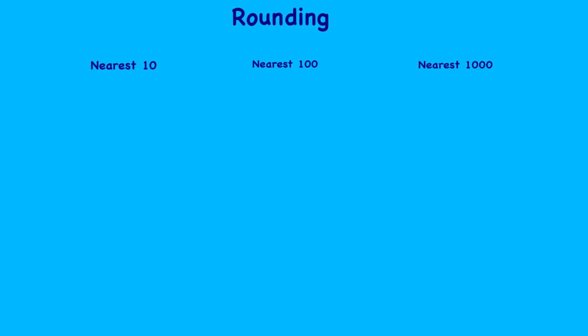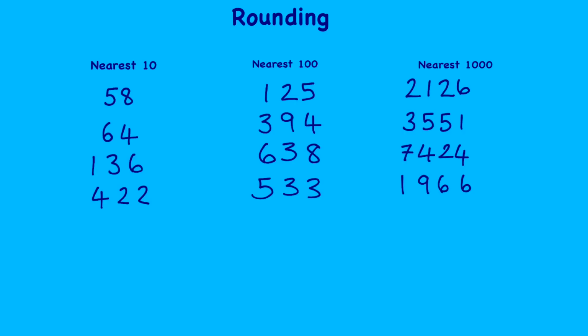So now it's your turn to pause the video and have a try at rounding these numbers to either the nearest 10, the nearest 100 or the nearest 1,000. So let's have a look. You're going to be rounding these numbers to the nearest 10, these numbers to the nearest 100 and these numbers to the nearest 1,000. Right, pause the video and have a try. Okay, how did you find that? Let's have a look at the answers.